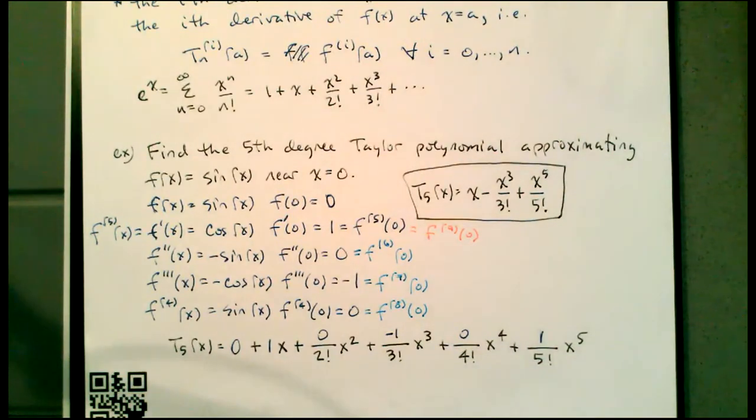So now we can see what the pattern is. It looks like sine of x is just going to be the odd ones and alternating. So x minus x cubed over 3 factorial plus x to the fifth over 5 factorial minus x to the seventh over 7 factorial plus x to the ninth over 9 factorial.